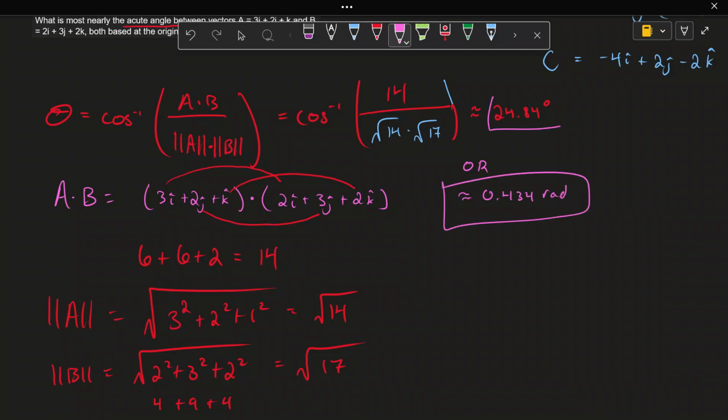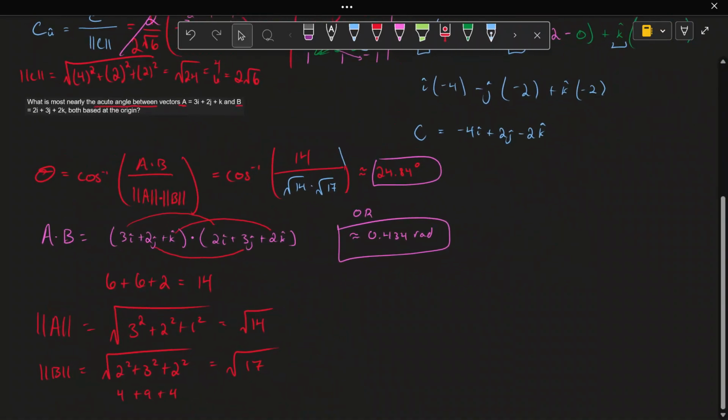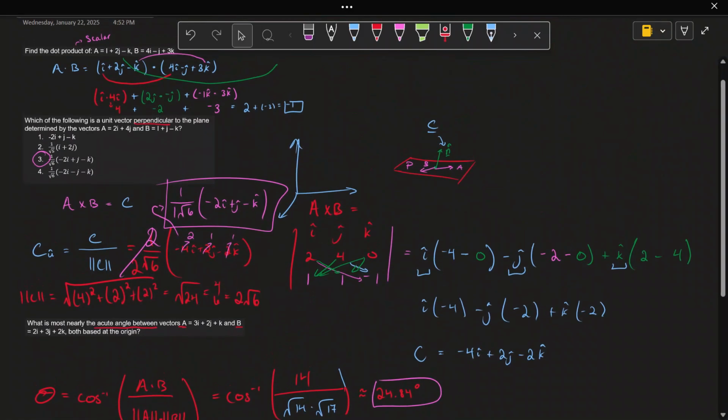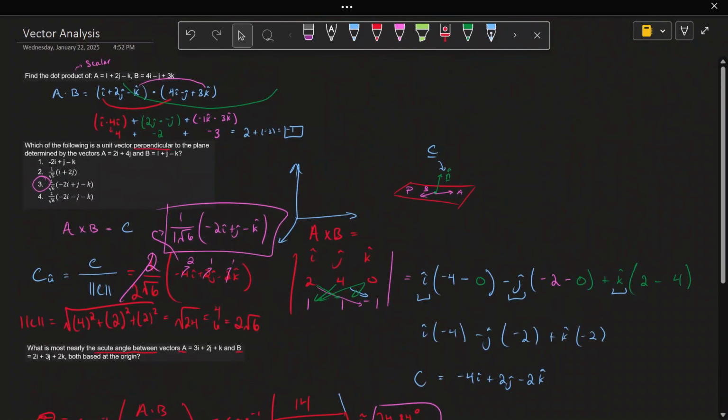Okay, so that's for this video. We wanted to find the angle between vectors, we wanted to find the perpendicular unit vector, and we wanted to find the dot product. So hopefully this was okay.